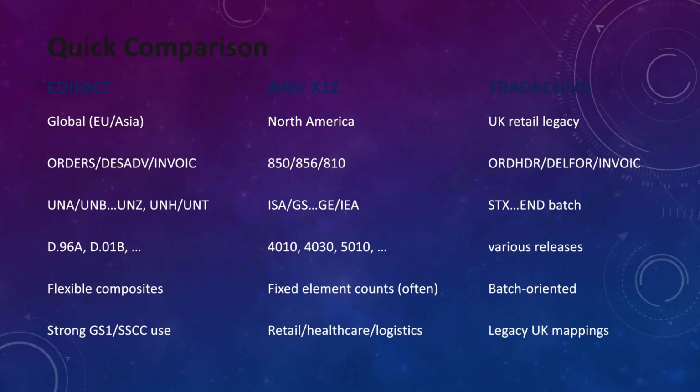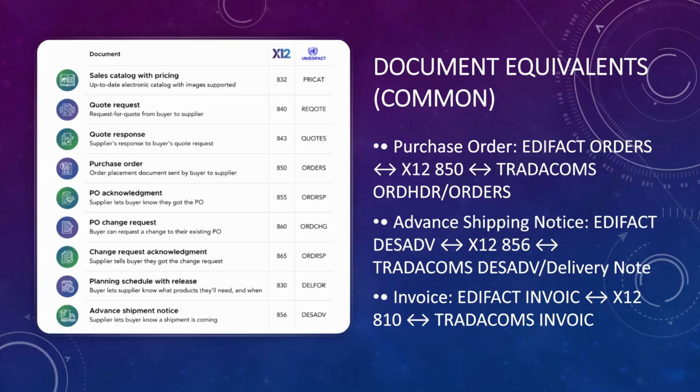Quick comparison. Here's a high-level comparison of the three standards. EDIFACT is global and dominant in Europe and Asia. X12 is the standard of choice in North America. TRADACOMS is mainly limited to legacy UK retailer environments. Each standard uses different message names, envelope structures, and versioning systems, but they all serve the same business purpose: exchanging structured data between companies. Even though the standards look different, the business documents are equivalent.